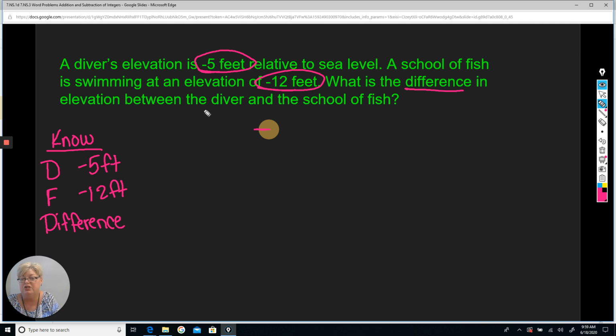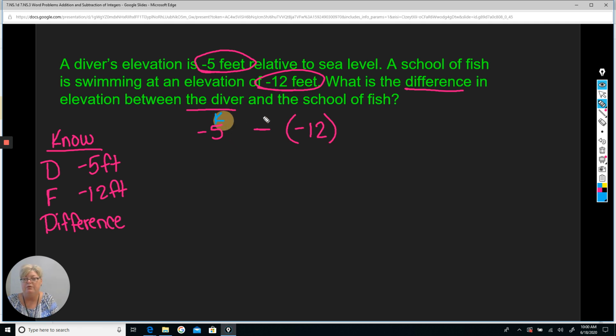Well, right here it tells you that the diver will be my first term, and so that would be -5 feet. Minus the school of fish, which is -12 feet. I'm going to put that in parentheses. So there is my problem that I'm going to work. And as we work this, it's a minus problem, and we know that we need to change subtraction problems of integers into an addition problem.